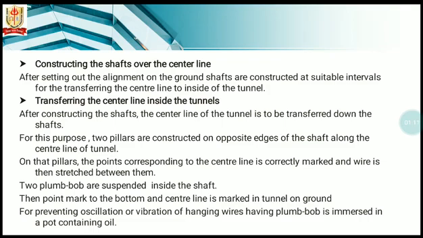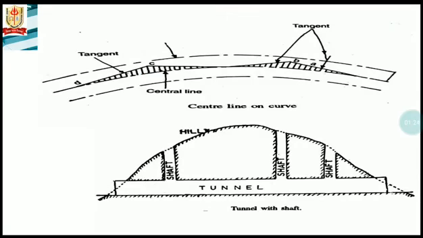Transferring the center line inside the tunnel. After constructing the shaft, the center line of the tunnel is to be transferred down to the shaft. For this purpose, generally two small pillars are constructed at opposite edges of the shaft along the center line of the tunnel.